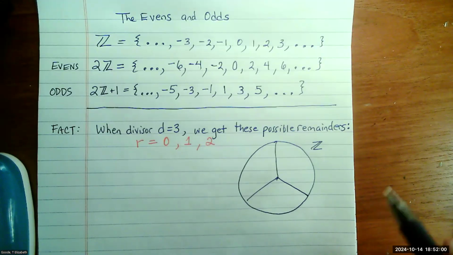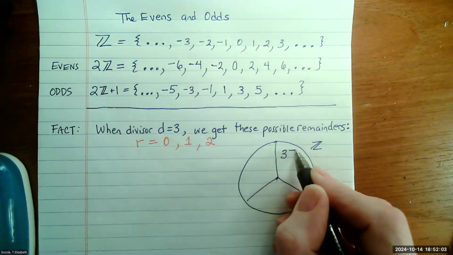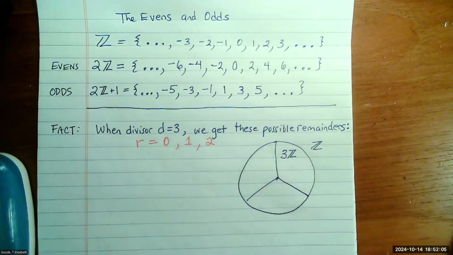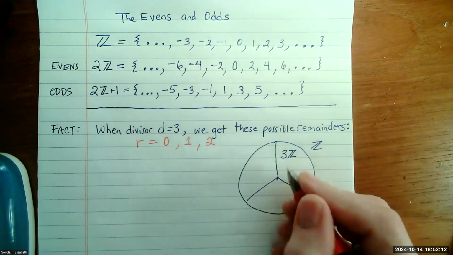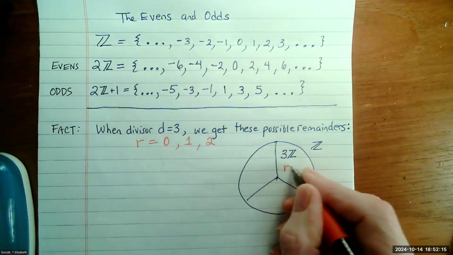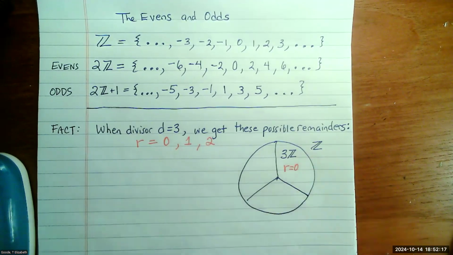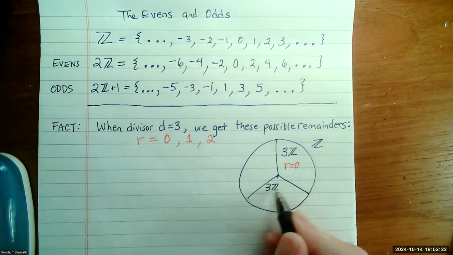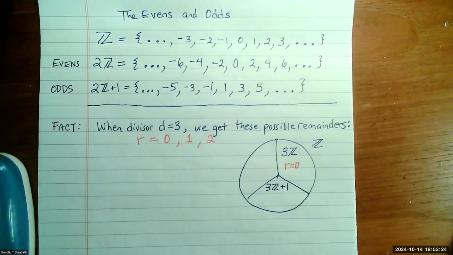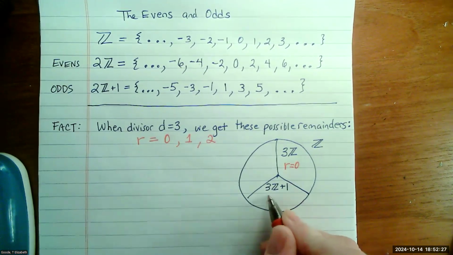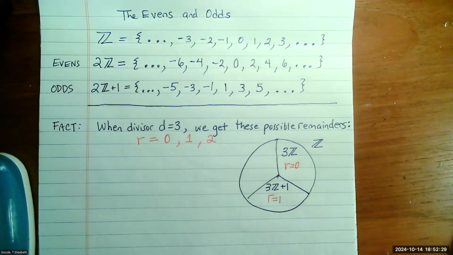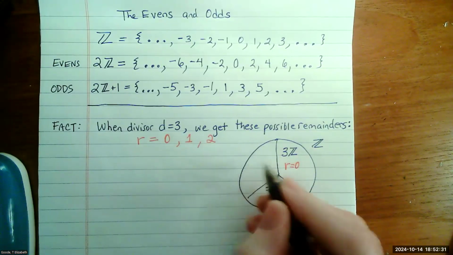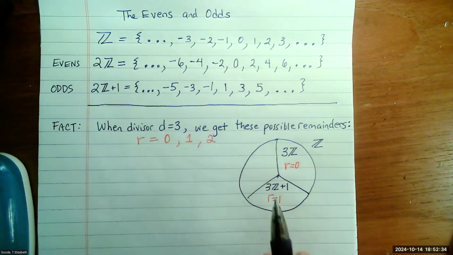upon division by 3. So there's a set called 3Z. These are the actual multiples of 3, like 0, 3, 6, 9, -3, -6. These are the elements of the integers that yield a remainder of 0 when they're divided by 3. Then there's 3Z plus 1. These are the elements of the integers, Z, that yield a remainder of 1 when they're divided by 3. And then, of course, what do you think this other subset is called?